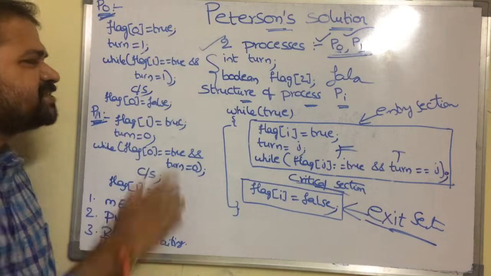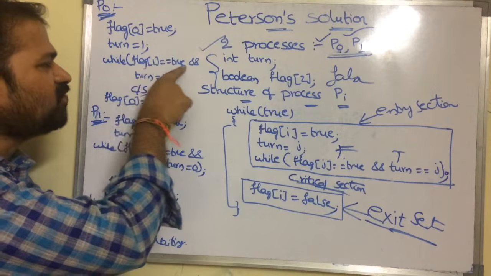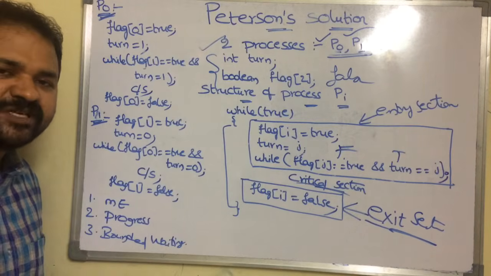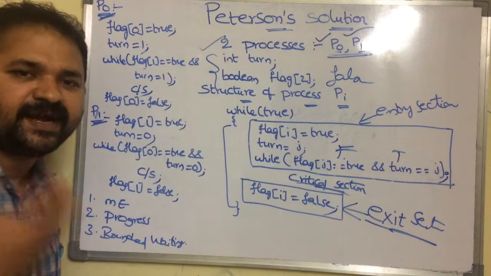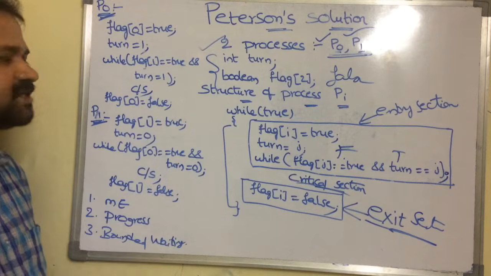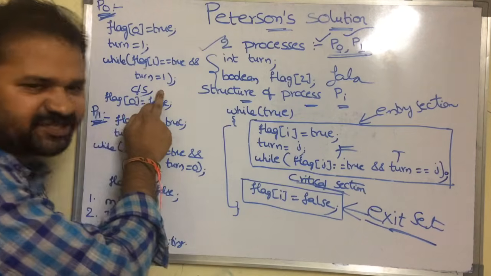Suppose one of the conditions is false, that means suppose this condition is false, flag of 1 is true. Suppose if this condition is false, that means suppose P1 is not interested to enter into the critical section. So false and true means false. So the entire expression is false. So the control enters into the critical section.